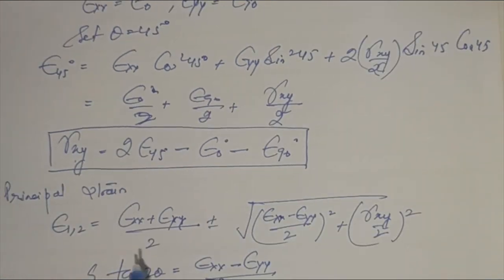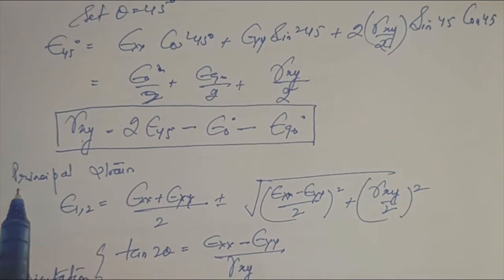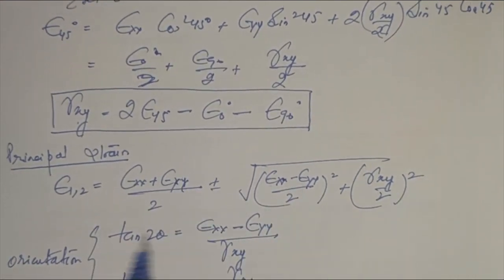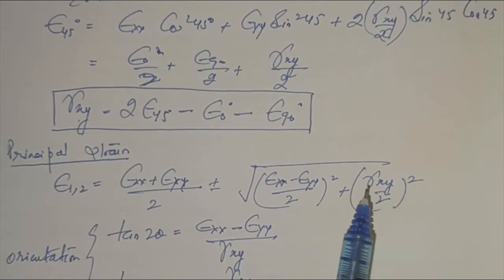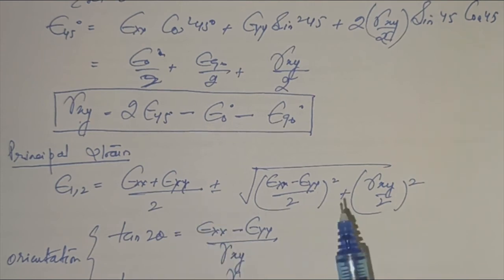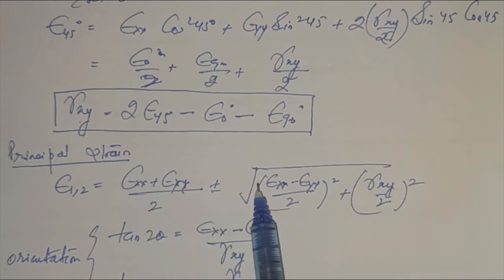So further, I have written the principal strains here. What will be the principal strains? Principal strains can be obtained directly by the equation that we have discussed earlier in case of Mohr circle. So these will be epsilon 1 and 2, the principal values, (epsilon xx plus epsilon yy) by 2 plus minus square root of... earlier you have seen that it has the stress components, now it has strain components.